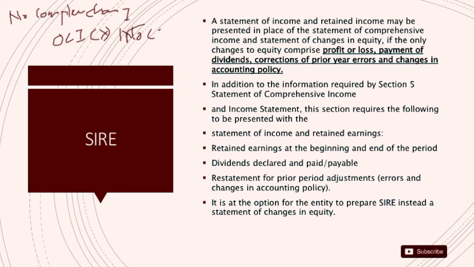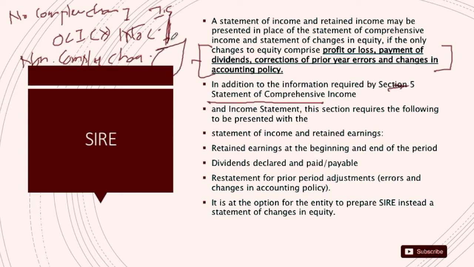The standard says a statement of income and retained earnings may be presented in place of the statement of comprehensive income and statement of changes in equity if the only changes in the equity comprise profit or loss, payment of dividends, and correction of errors. We call these non-complex changes. This is in addition to the information required under section 5, which means we just need to prepare the income statement and prepare all the reconciliations. It is just a reconciliation.